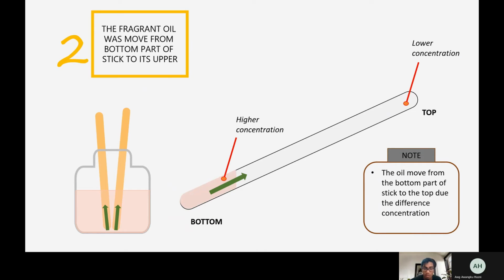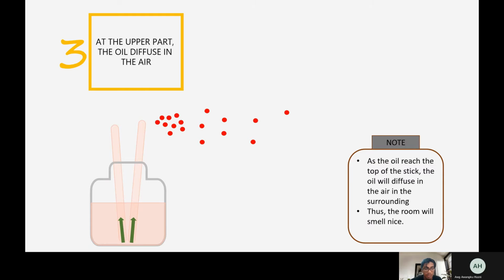Next, the oil will then move from the bottom part to the upper part of the reed sticks due to the difference in concentration. And the last part, as the oil reaches the upper part of the sticks, the fragrant oil will be diffused into the surrounding, hence our room will start to smell nice, and that's all.